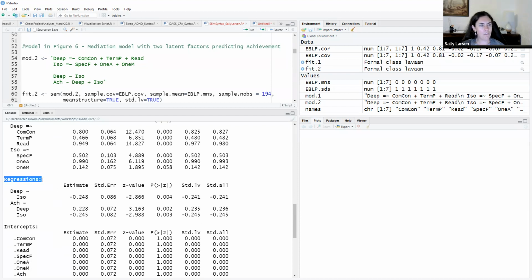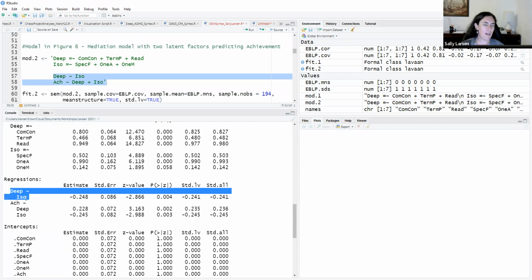Now this time we've got this little heading called regressions, because we've told it which regressions to do. In this case, we've got isolated learning predicting deep learning, and I think that was the value we were looking for. It was minus 0.25, same as what it was before. So it hasn't really altered the relationship between those two variables, incorporating this new observed variable. And then deep learning is predicting achievement. Over here, if we look at standardized, it'll be 0.24. And isolated learning predicting achievement, minus 0.25 if we're rounding up.